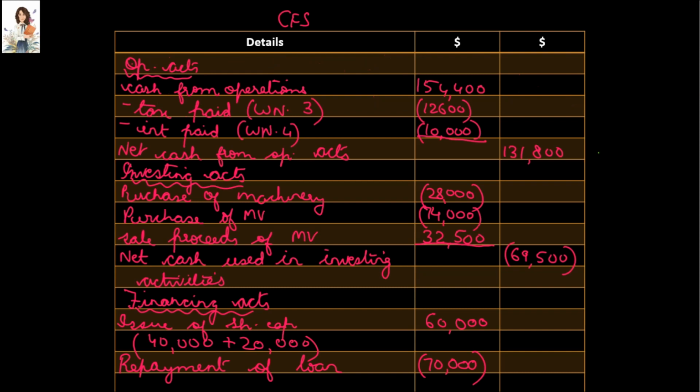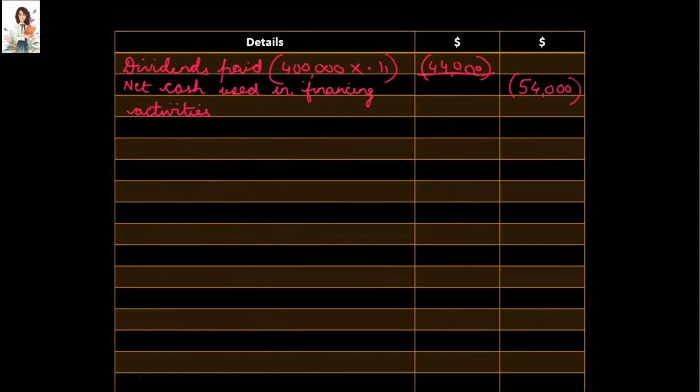We will now add the net cash from operating activities, the net cash used in investing activities, and the net cash used in financing activities. This will give us the net increase or decrease in cash flow during the year. In this case, it is a net increase in cash and cash equivalents of $8,300.